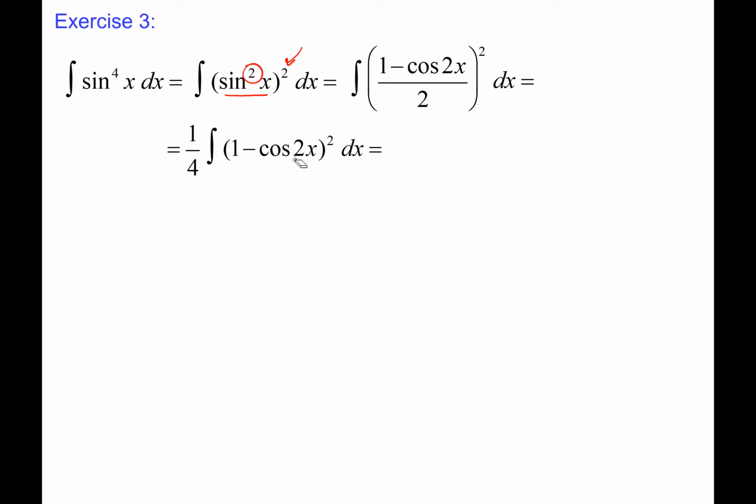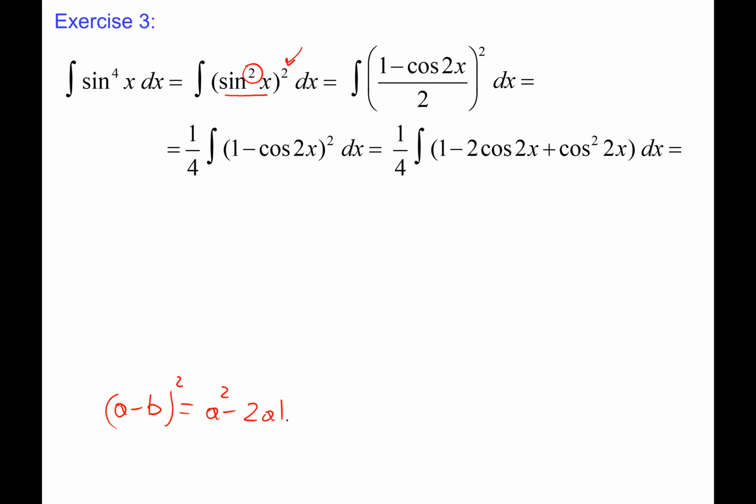1 minus cosine of 2x times 1 minus cosine of 2x will give me this. I'm assuming that you should be good. It's like (a minus b) squared, which is a squared minus 2ab plus b squared. Right? We remember that formula. That's what I did: the first quantity squared, the last quantity squared, and twice the product of the first and the second.